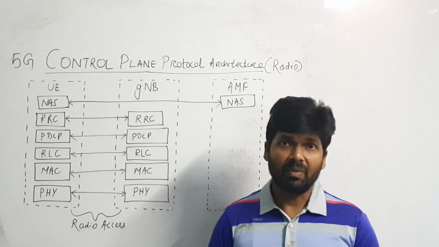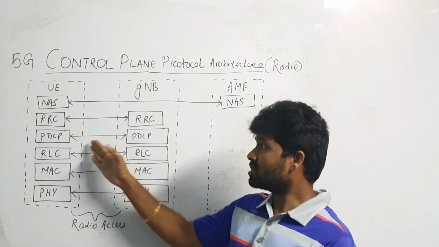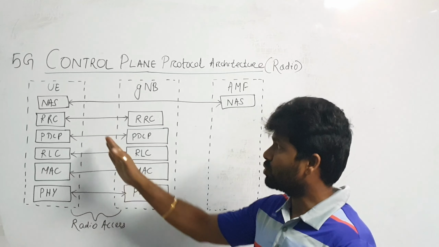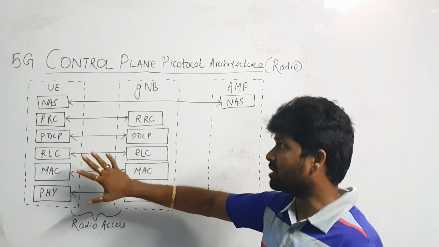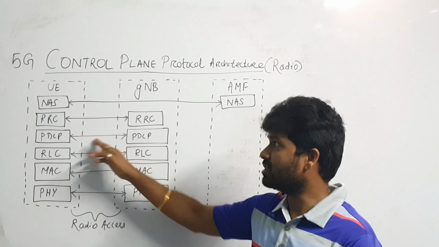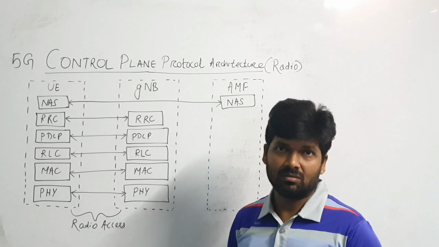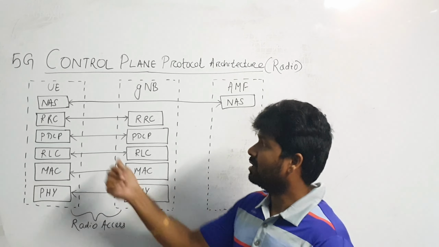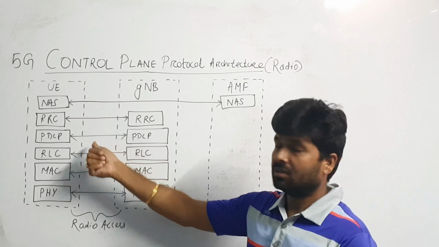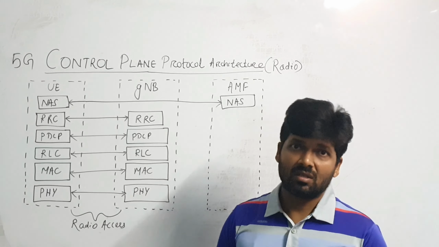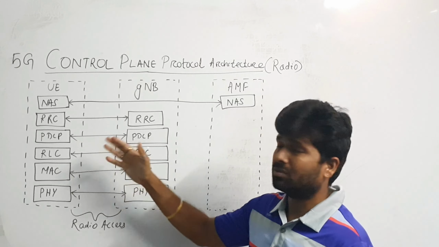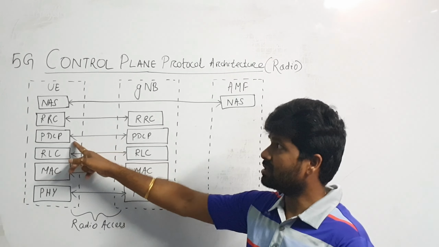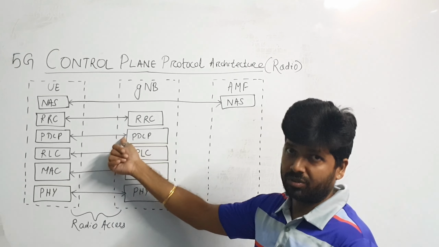Next one is PDCP, packet data convergence protocol. This is used for transfer of data, control plane or user plane data. In this control plane architecture, PDCP transfers the control plane data, right? It also handles the ciphering and deciphering. There are many other functions which we'll discuss in detail. PDCP also starts from the UE and terminates at the gNode B, right?